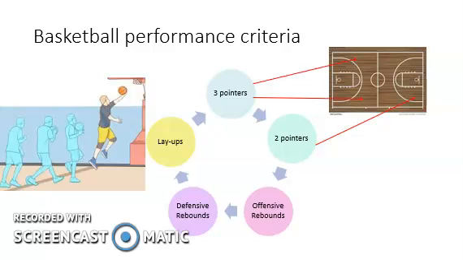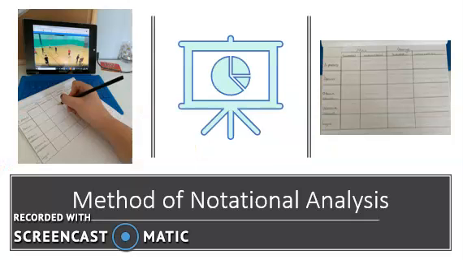Due to the small forwards being tall, there shouldn't be too much of a gap between their hand and the hoop, meaning they won't have to jump as high. This skill is needed by a small forward as it is another way to earn their team points and potentially increase their lead or put their team into the lead. So next, moving on to the method of notational analysis.